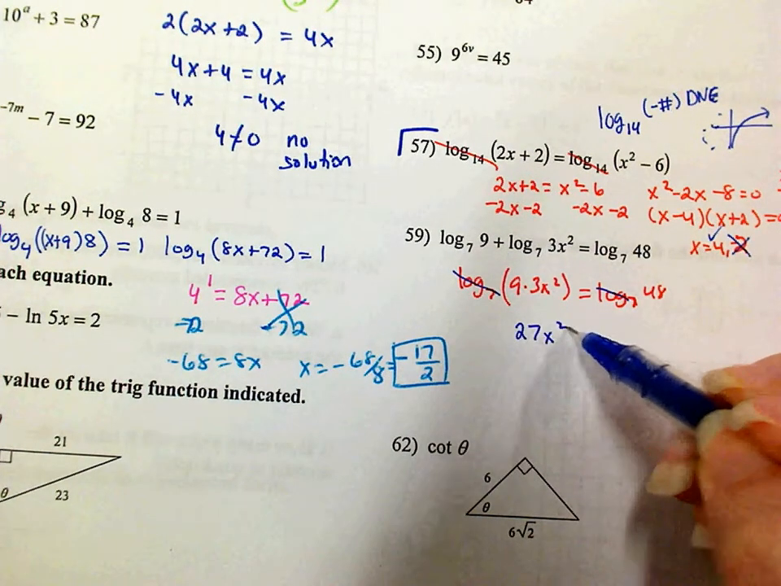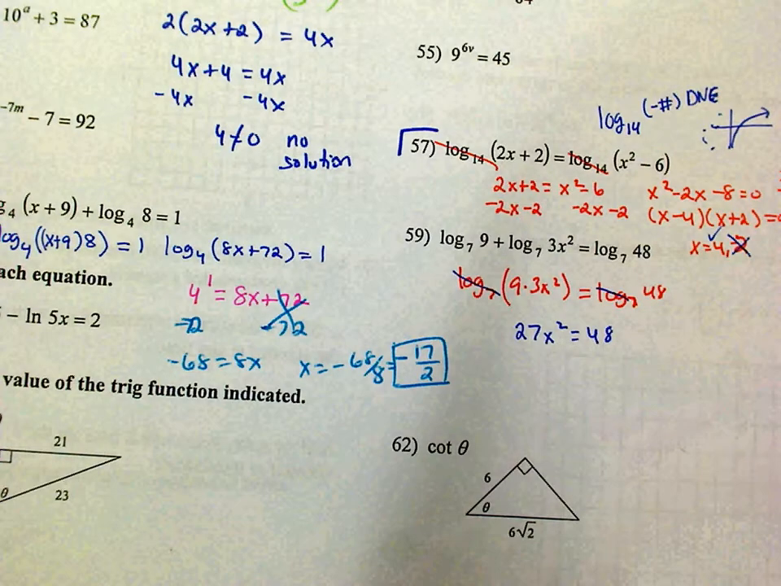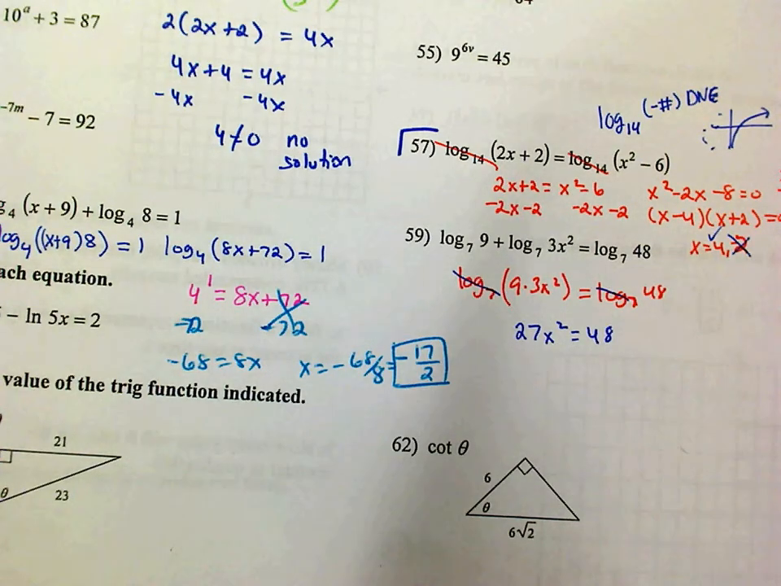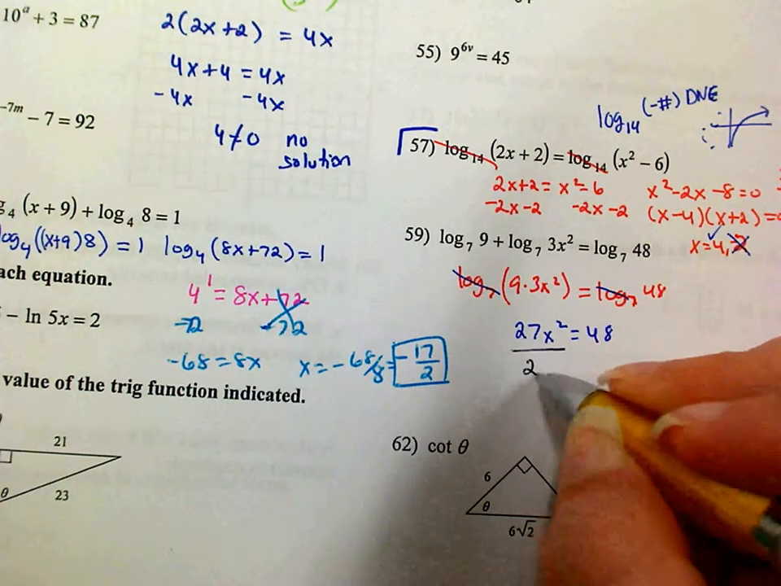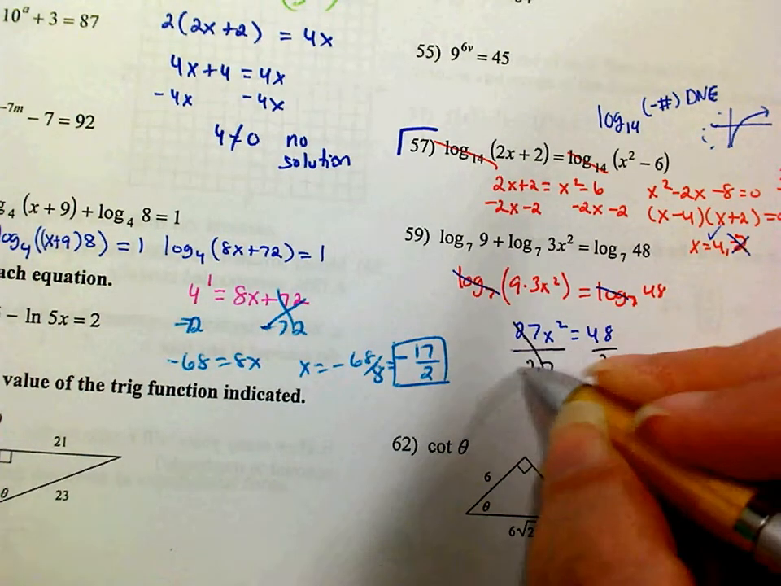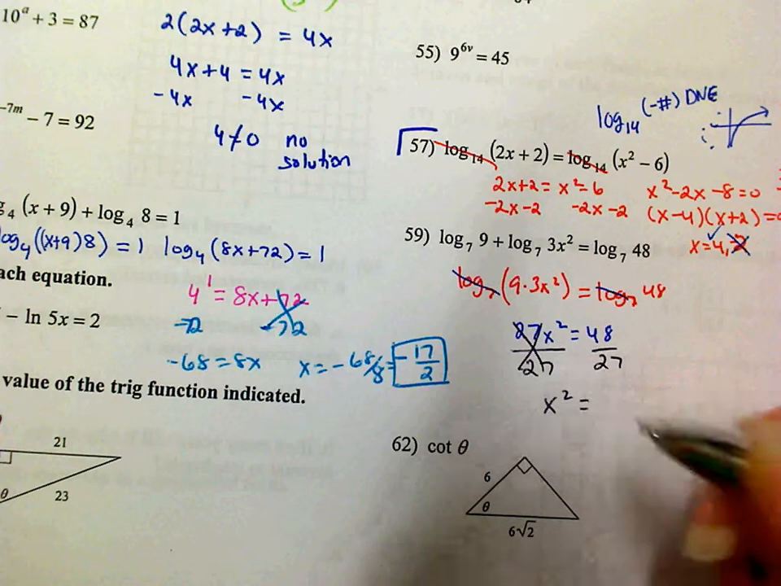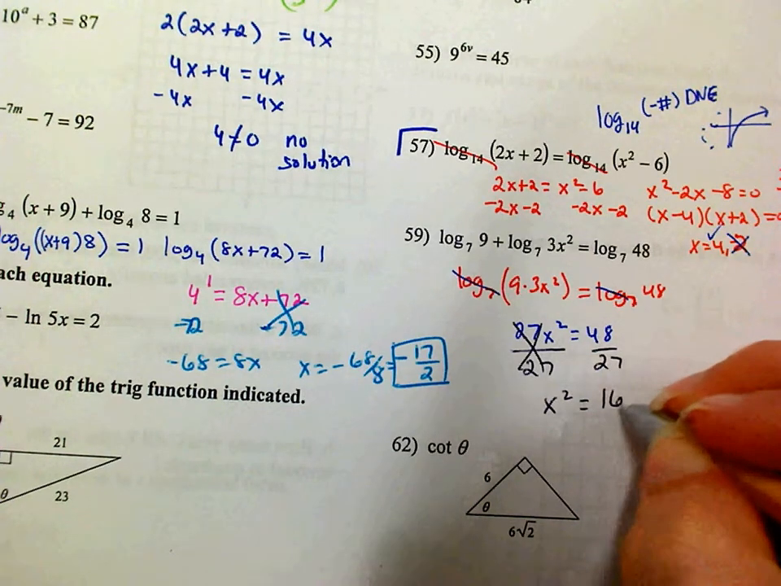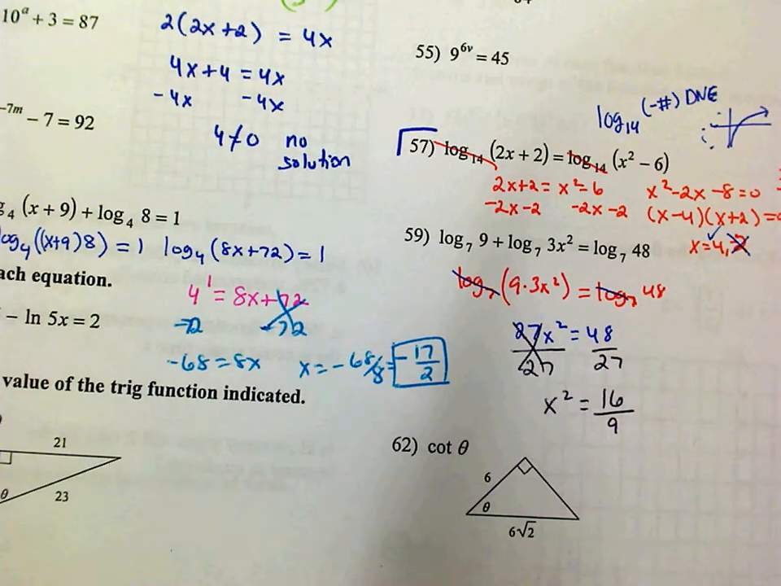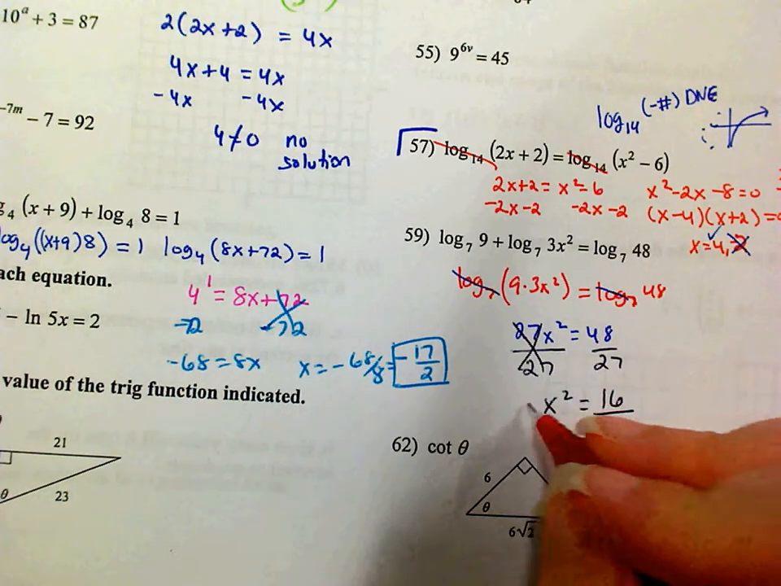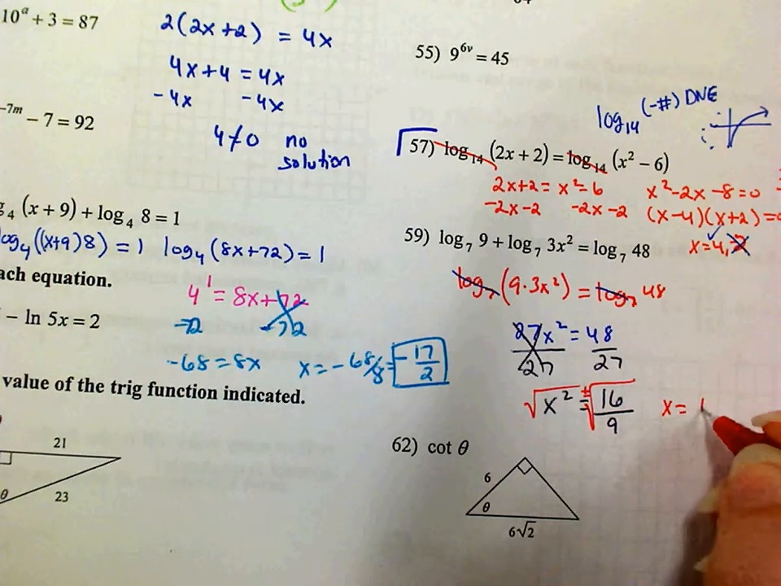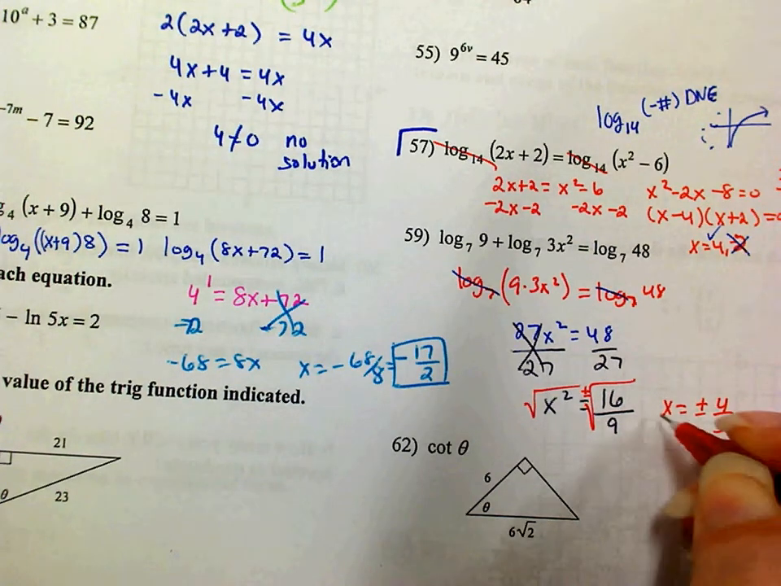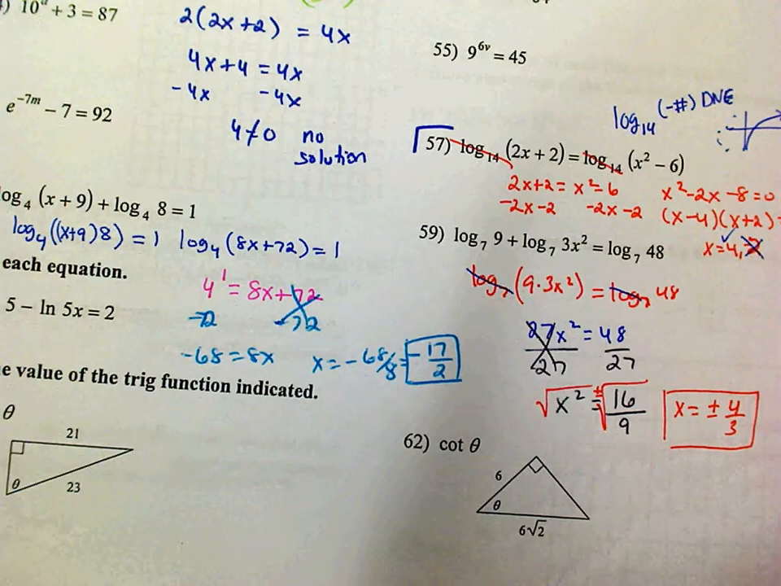Okay. We have 27x squared equals 48. I'm going to divide by 27. And I notice that they're both divisible by 3. So if I divide that by 3, I get 16. If I divide this by 3, I get 9. And then if I want to solve for x, then I'm going to take the square root. And when you take the square root, there are 2 answers, plus and minus. X equals plus and minus 4/3. And there you go.